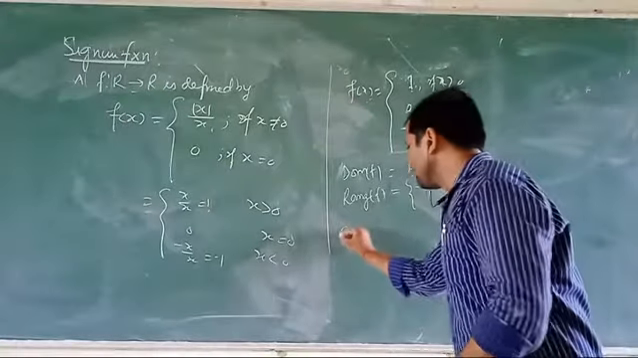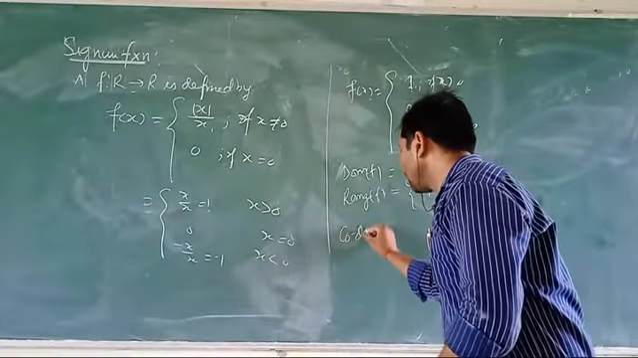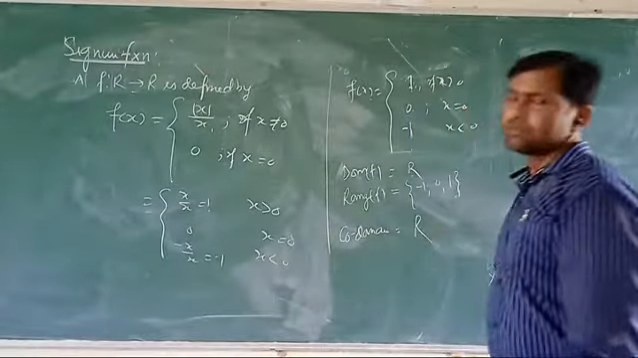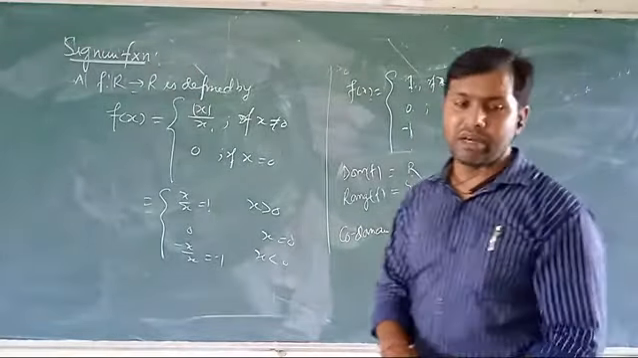And what is the codomain? Codomain is the set of all real numbers. Okay, set of all real numbers.